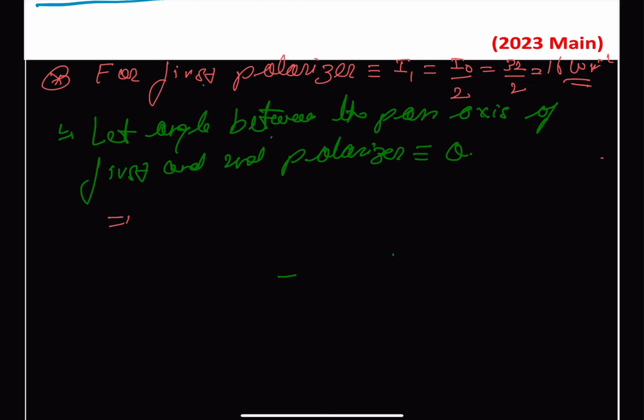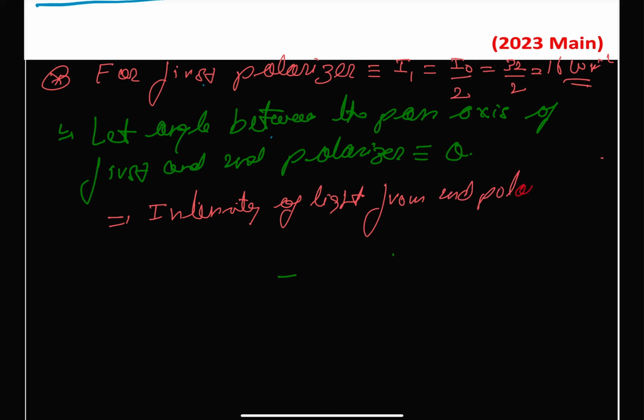So we can say that the intensity of light from the second polarizer, let us suppose that is given as I2, then this I2 will be equal to our I1 cos square of theta, and I1 we just found is 16, so this becomes 16 cos square of theta. Okay.